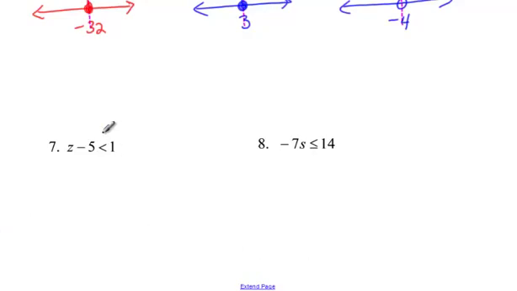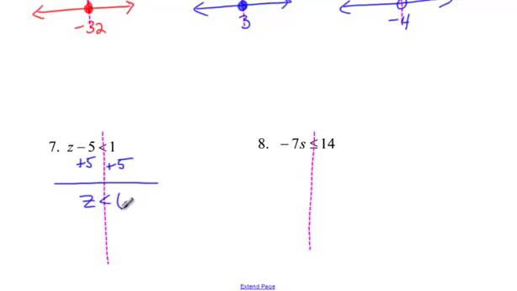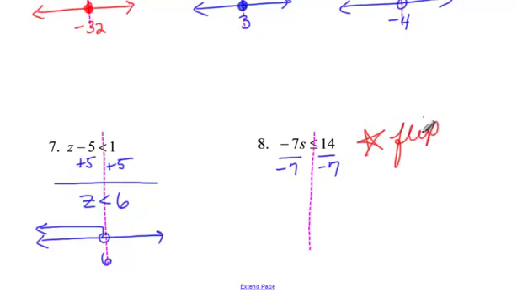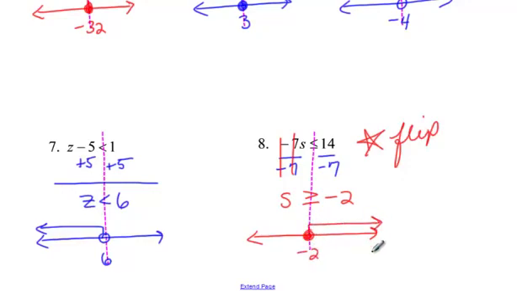Alright, here we go. Let's see what we can do with these. So for this one, I need to add 5 to both sides. So I get z is less than 6, open dot, 6, and z has to be less than or to the left of 6. Here we're going to divide by a negative. Ooh, we're dividing by a negative. Remember, what do you have to do? We have to flip because we're multiplying or dividing by a negative. So let's flip that sign around, and you get s is greater than or equal to -2. So we have our magic number -2, and it's under a closed dot, and our s is bigger than.